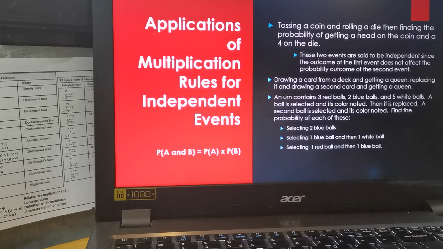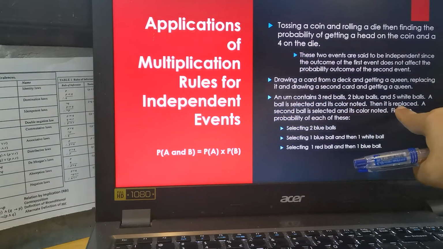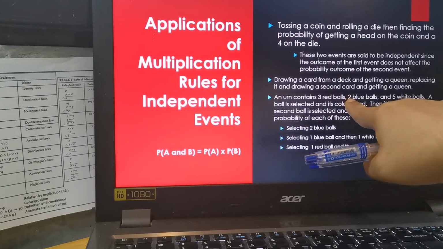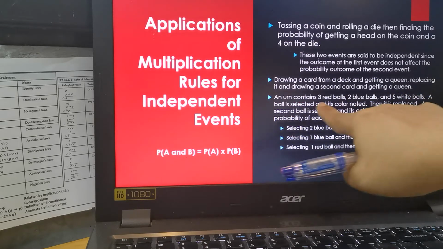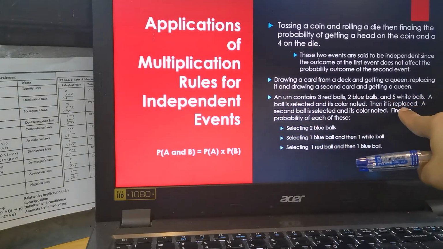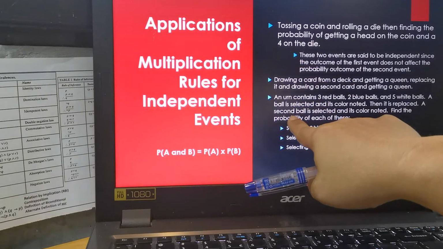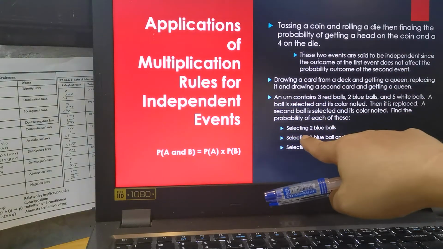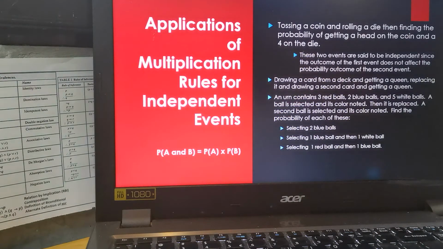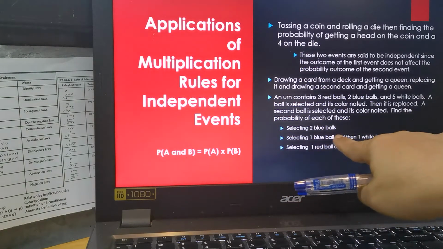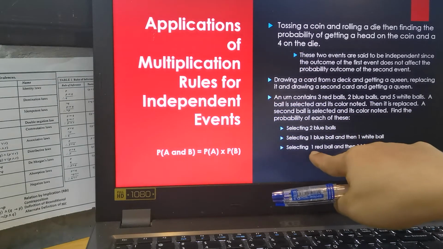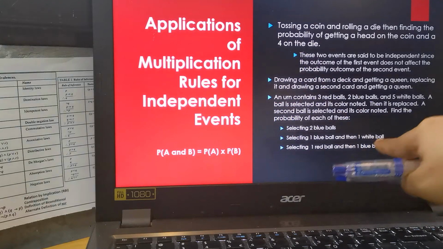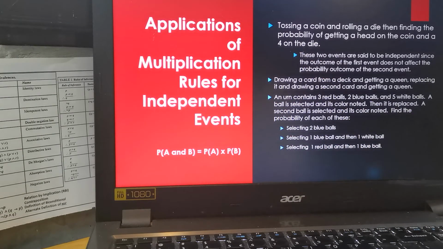Okay, so ilan beses tayo magbubunot? So sabi niya dito, a ball is selected, so that is 1. Then it is replaced, binalik, and a second ball. Okay, and then binalik ulit. And it says here, selecting 2 balls. Dalawang blue, and then isang blue, and then isang white, and then isang red, and isang blue. Ayan.